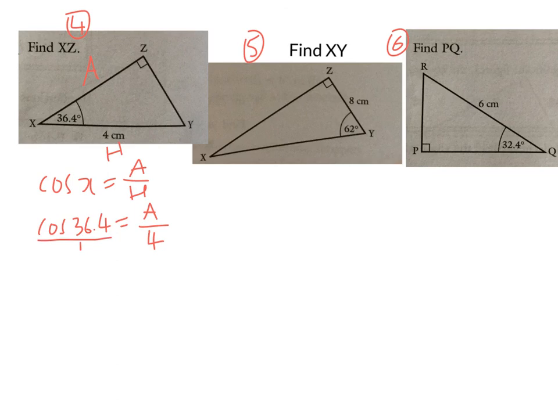Make it equal to a fraction. Cross multiply, and we get that A equals 4 cos 36.4. Put that into a calculator. That gives us 3.22.